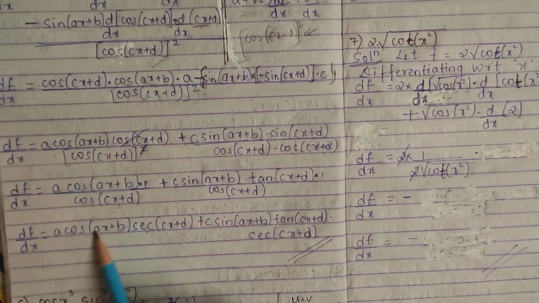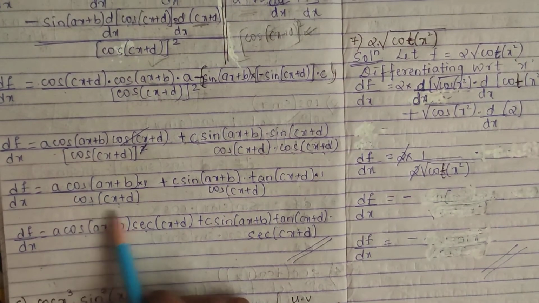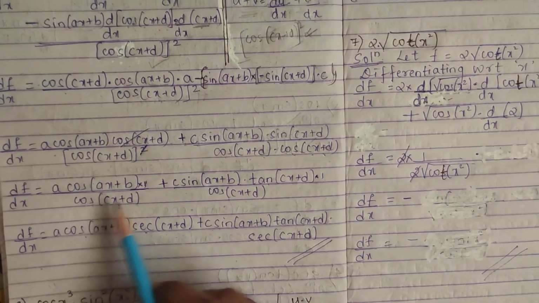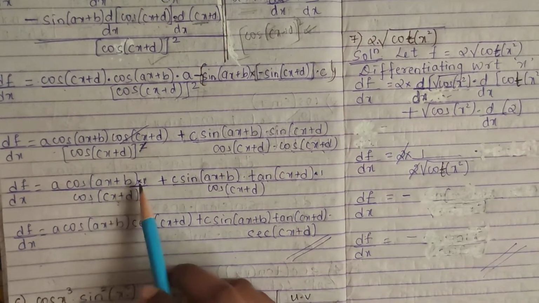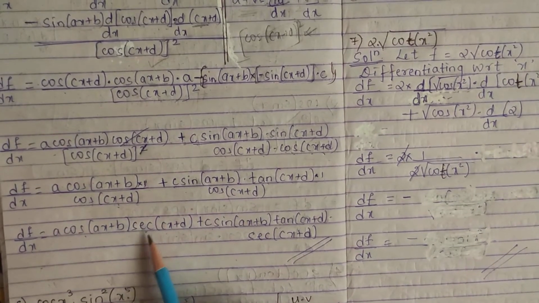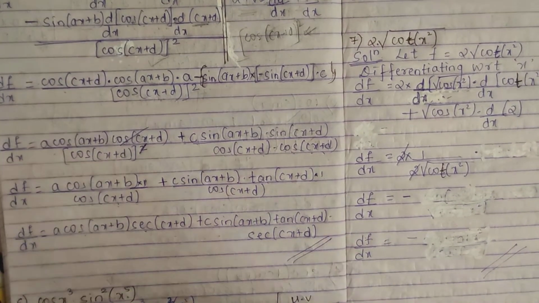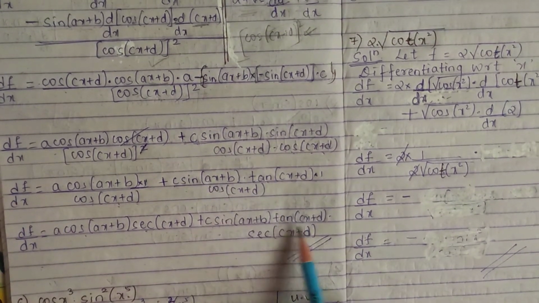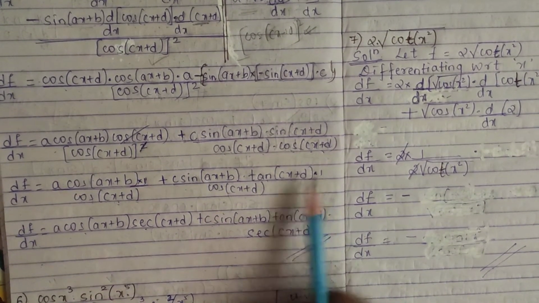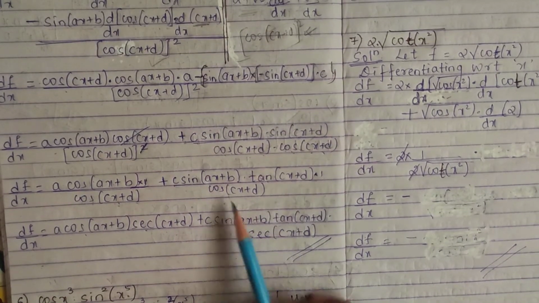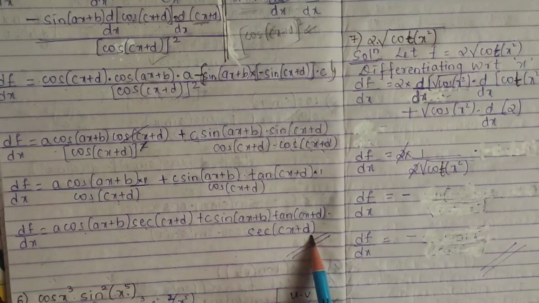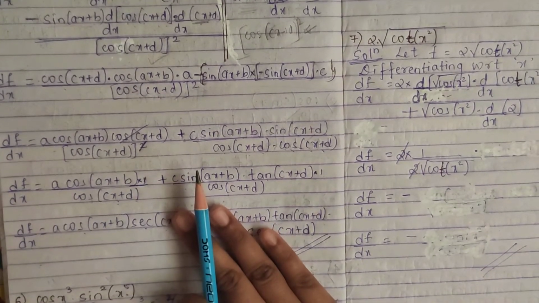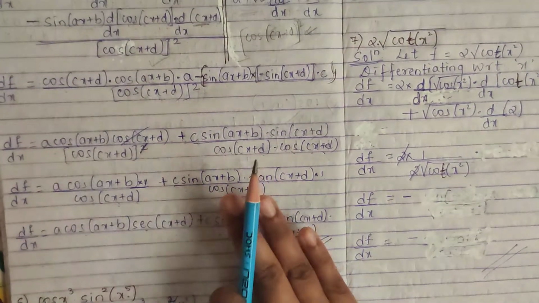So a cos(ax+b) into cos(cx+d), it is what? 1 divided by cos(cx+d). When division means into 1 divided by, it becomes, right? So 1 by cos is sec(cx+d). Second also plus c sin(ax+b) tan(cx+d). Here also same, it is 1 by cos(cx+d). So 1 by cos is sec(cx+d). So please go through it carefully and understand it and solve it carefully. Don't be in a hurry.